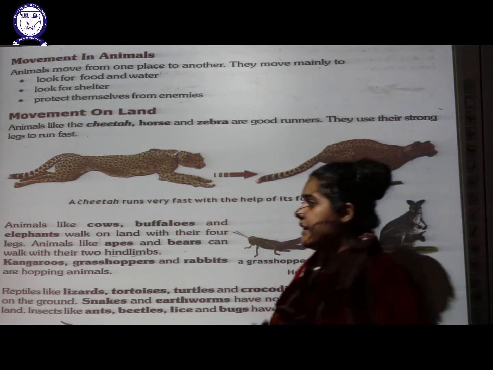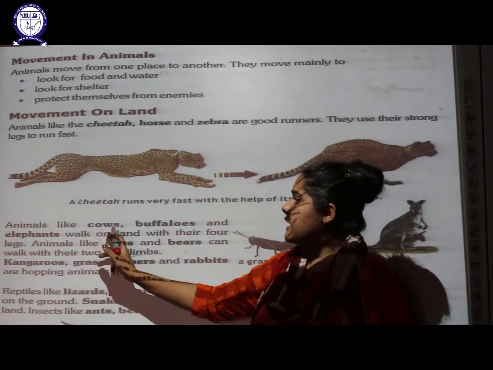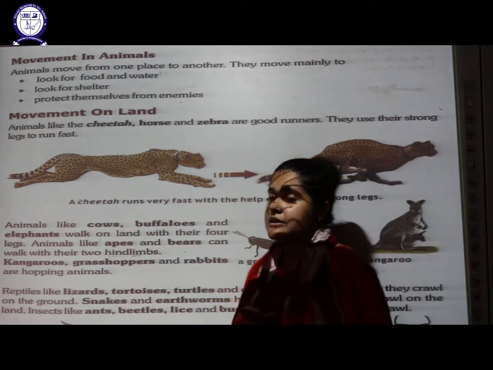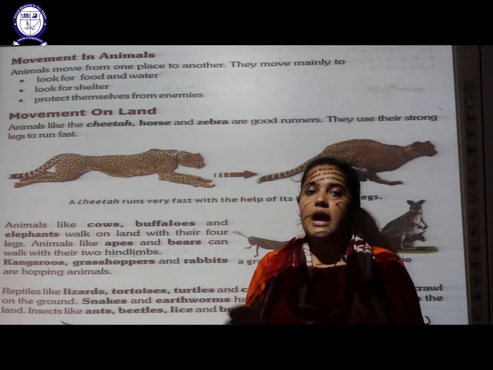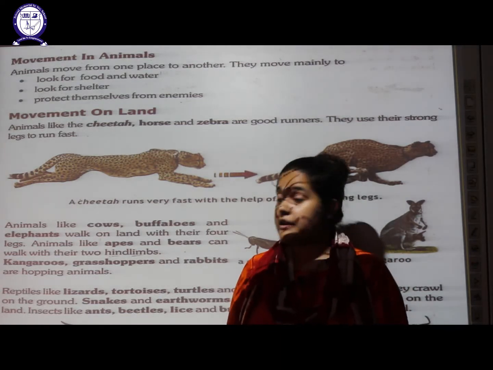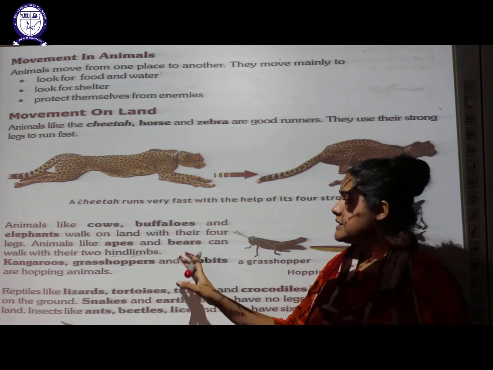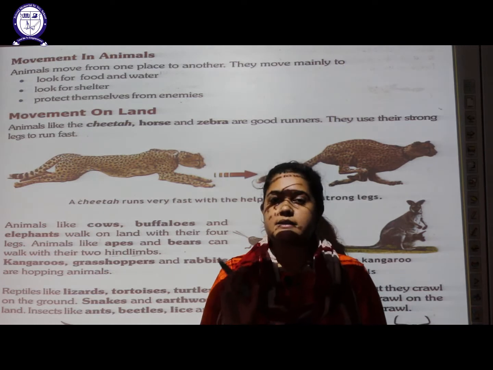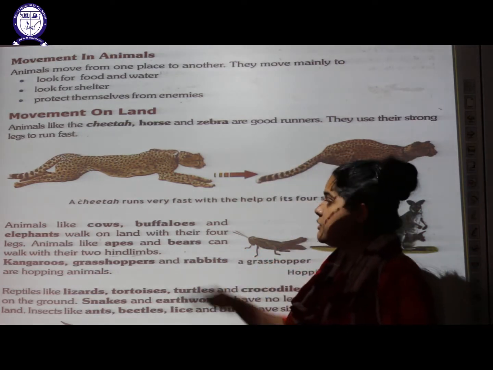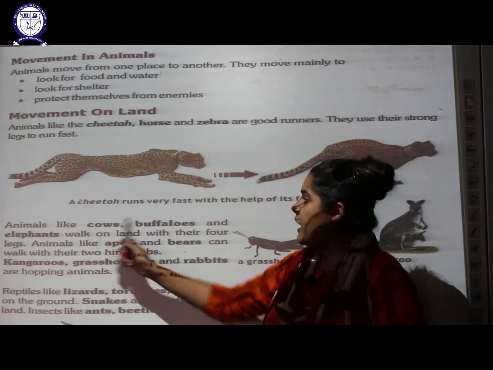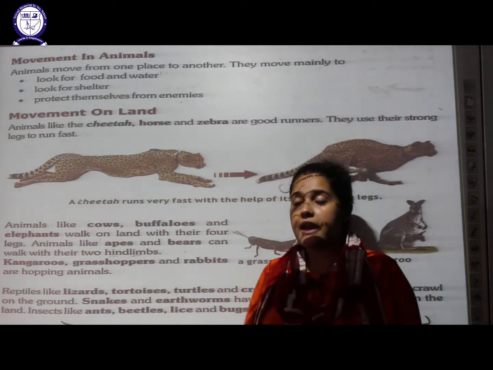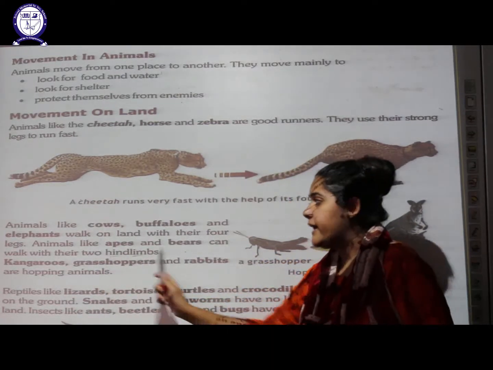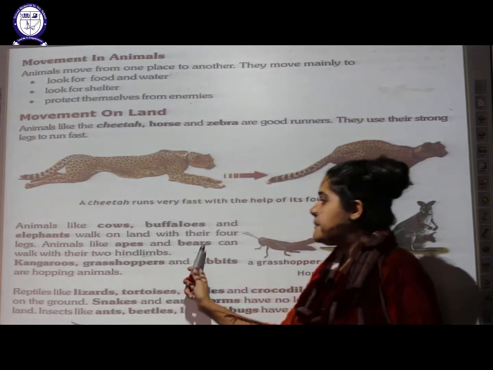The next is, there are certain animals like cows, buffaloes and elephants which walk on their 4 legs. So students, in humans we consider these 2 our hands and we have 2 legs. But in the case of animals, their 2 hands will be called forelimbs and their legs will be called hind limbs. So there are certain animals which walk with their 4 legs, like the cows, buffaloes and the elephant. But there are certain other animals which walk with their 2 hind limbs. The examples of this are apes and bear.